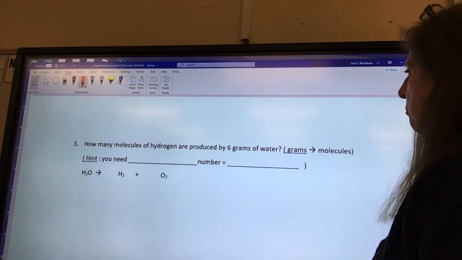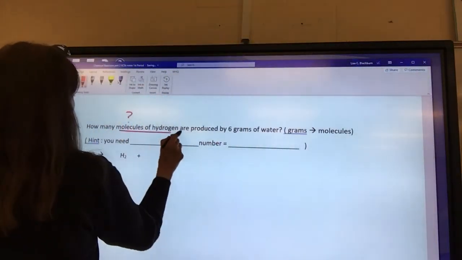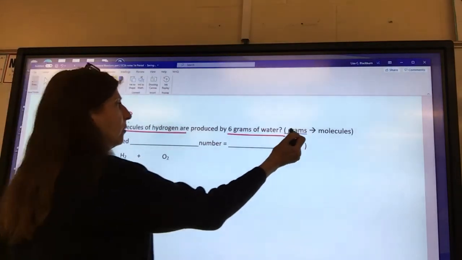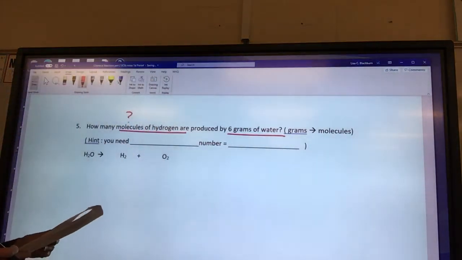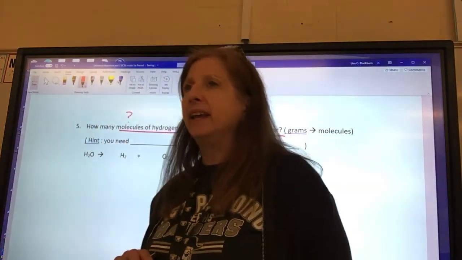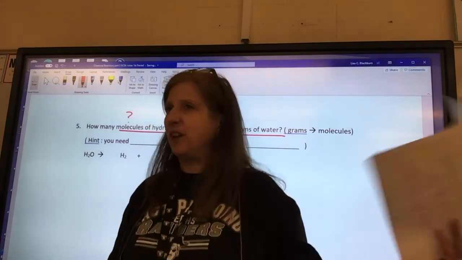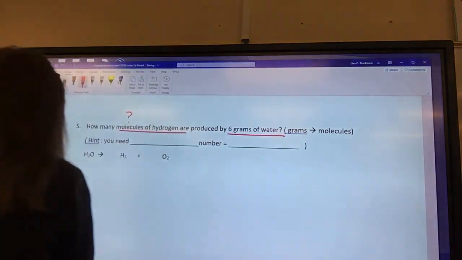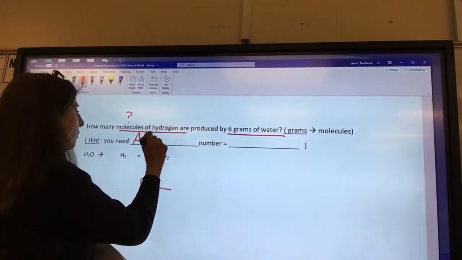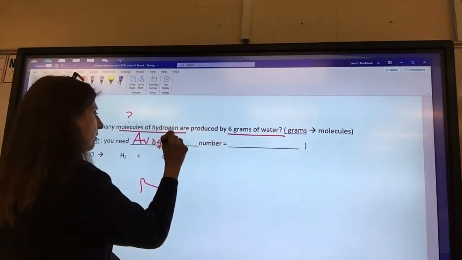Okay, let's try our 5th example problem. How many molecules of hydrogen are produced by 6 grams of water? So this time we're going from grams to molecules, okay? So if you have molecules, particles, atoms, we need another special number. Which one do you think it is? He's Italian, he's fabulous. Avogadro's number, right? Very good. So if you have particles, molecules, atoms, you're going to need Avogadro's number.